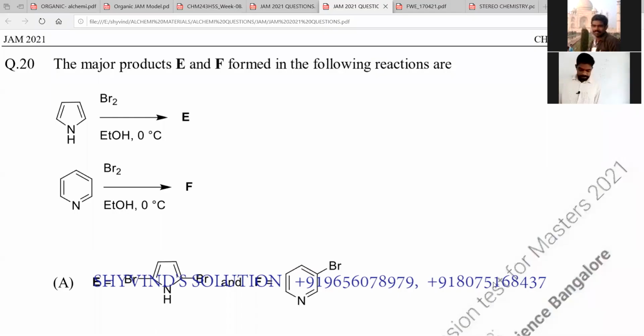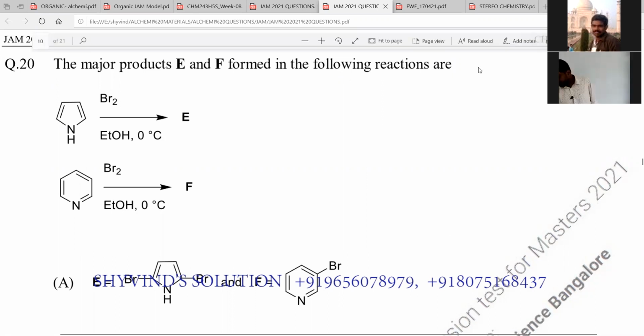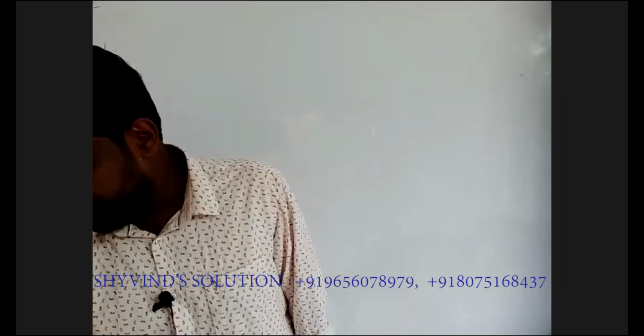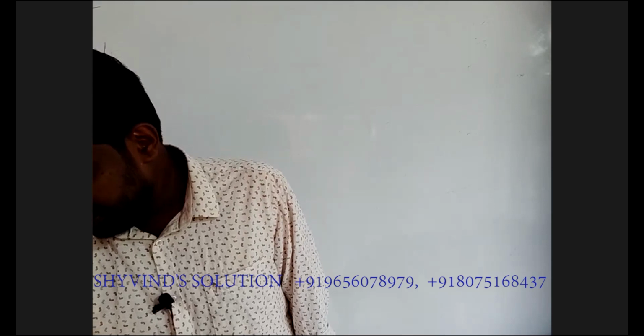Okay. This is the question. You can see it here. The major products E and F formed in the following reactions are. So that is the question. It is an aromatic electrophilic substitution reaction. So this is actually not that difficult a question.